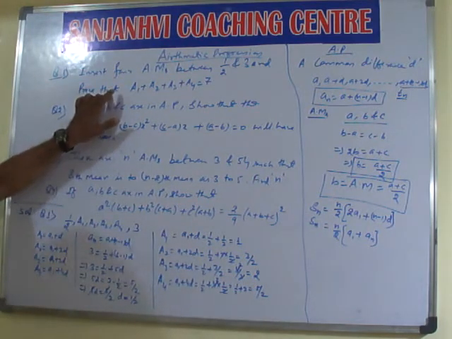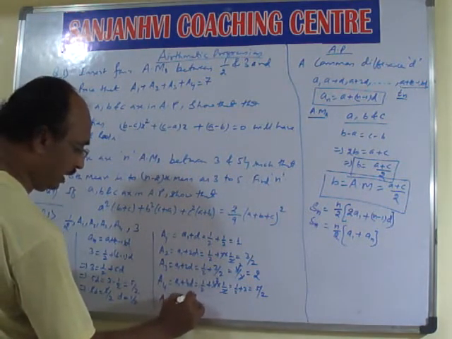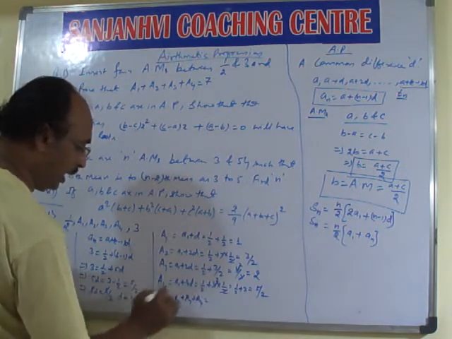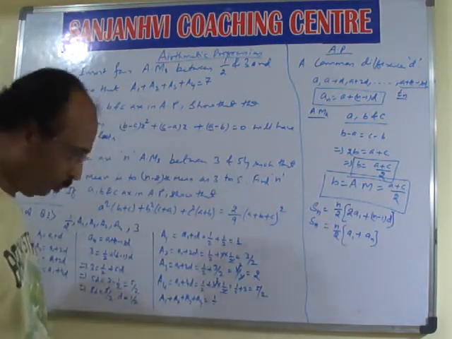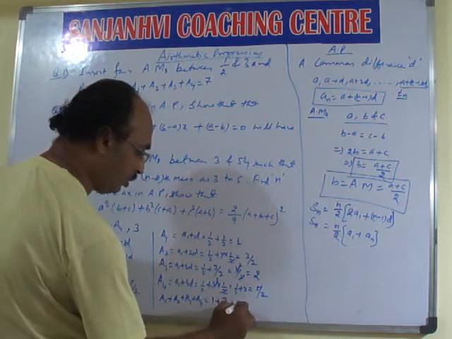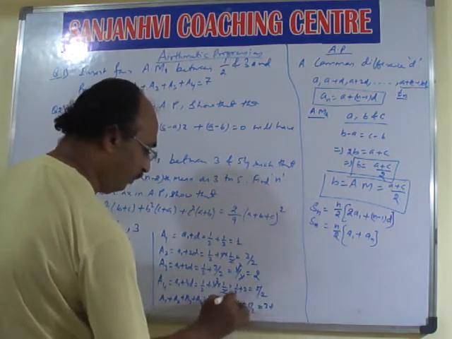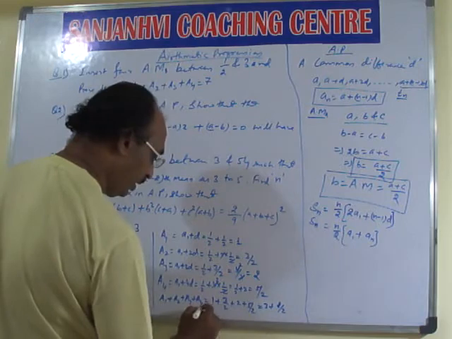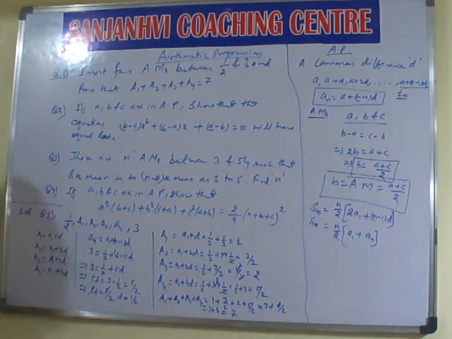Another one we are asked: prove that the sum of these arithmetic means we have got, A1 plus A2 plus A3 plus A4, is 7. So we will take LHS and sum it up. A1 is 1 plus 3 by 2 plus 2 plus 5 by 2. So it is giving to us 2 plus 1 is 3, and 5 plus 3 is 8 by 2. 8 by 2 is 4, so 3 plus 4 is equal to 7. And that is proved. Right? Okay. So in this way, the first question we have solved.